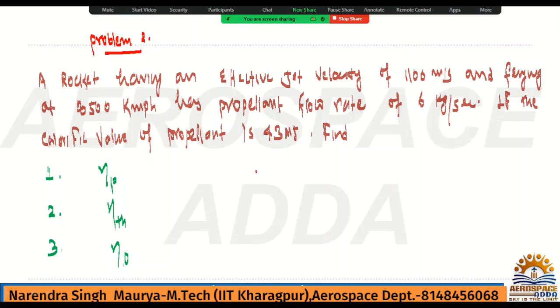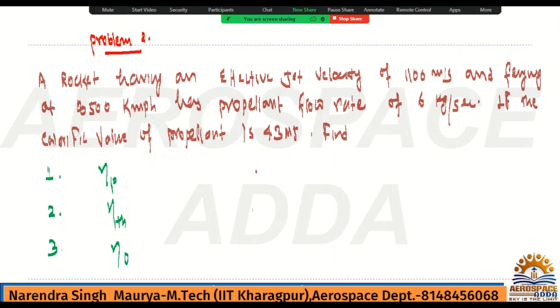So efficiencies are the part of your GATE syllabus or not, but rocket propulsion is the subject, so each and every topic they will not mention in the syllabus, so you need to consider, okay, efficiency they can ask in your exam. You cannot say that efficiency is not in your syllabus, because as I told you, it is part of the rocket calculation. So you need to find this.